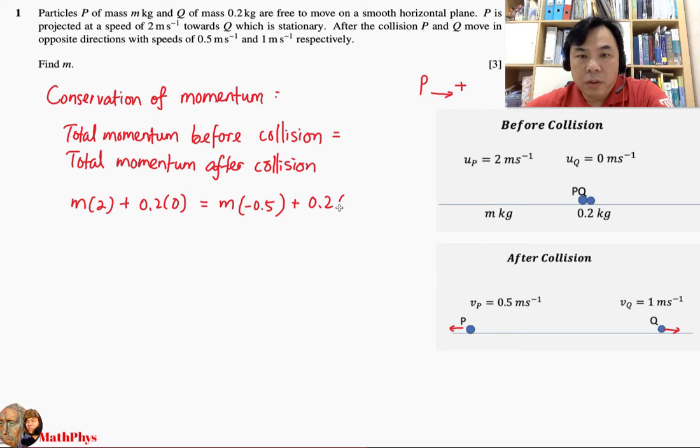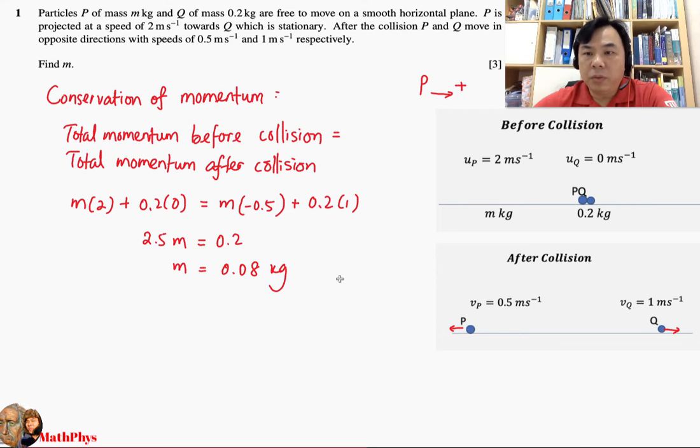So therefore, in this case, we have this. And then by solving this, we will have 2.5 m. Okay, I'm going to move this over here. You have a 0.2 here. And then from here, we will get m is equal to 0.08 kg. The unit for this is kg, since all of them have the unit of kg here.